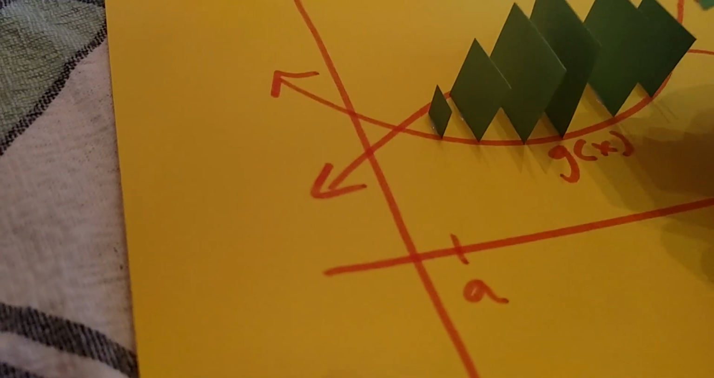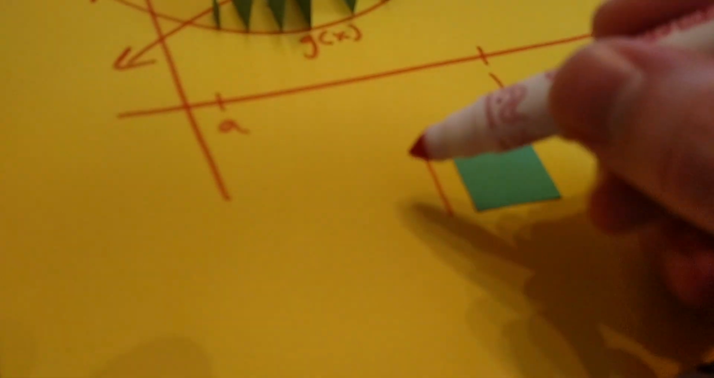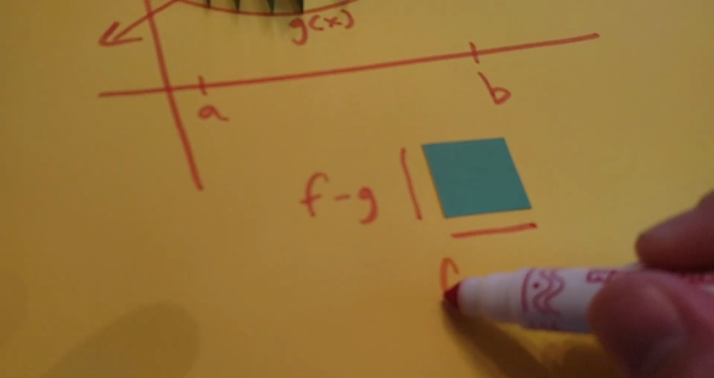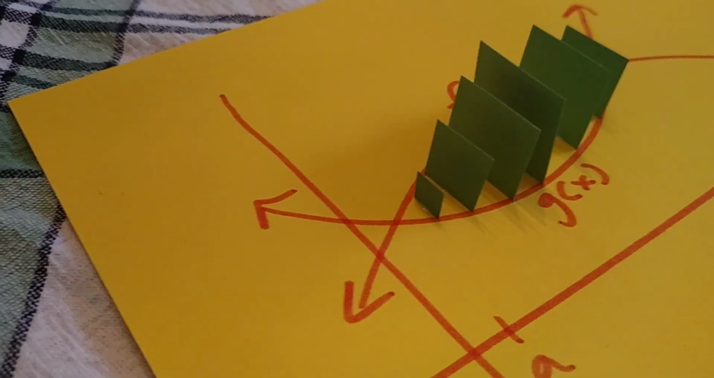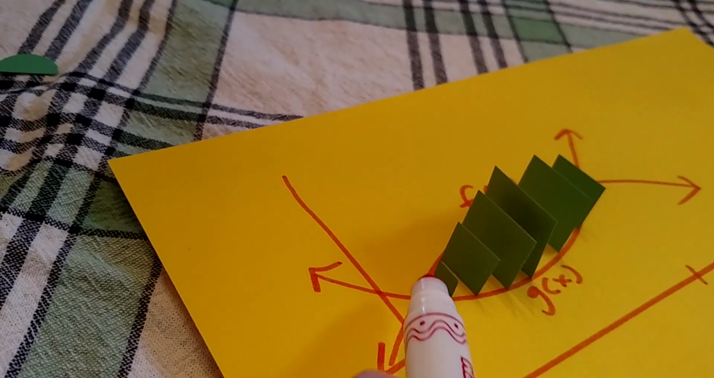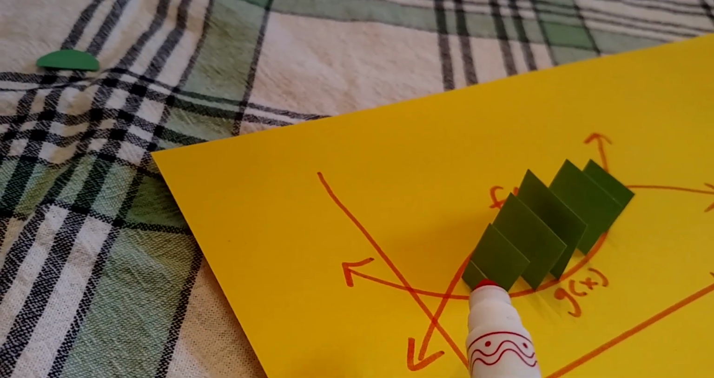When I remove that, this distance here is a distance of top function minus bottom function, so f of x minus g of x, f minus g. And since it's a square, this bottom length is also f minus g. And notice, no matter whether it's one of the little squares by the edge or one of the bigger squares in the middle, this distance right here is always a distance f minus g. Since the shape happens to be a square, the height is also f minus g.